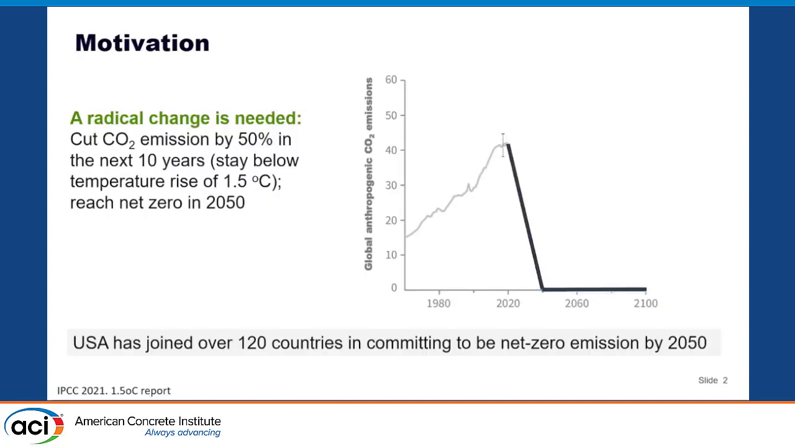I will start my presentation with a story that maybe all of us know. According to the IPCC 2021, we have to overcome the problem of CO2 emission. To keep the temperature below 1.5 degrees, we have to reduce CO2 emission by 40% by 2030.